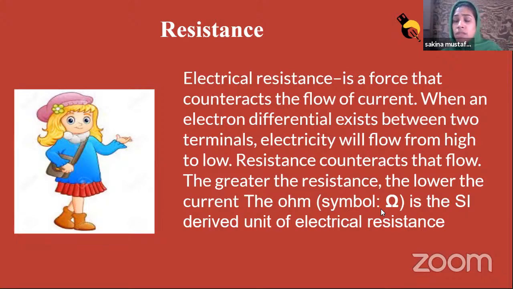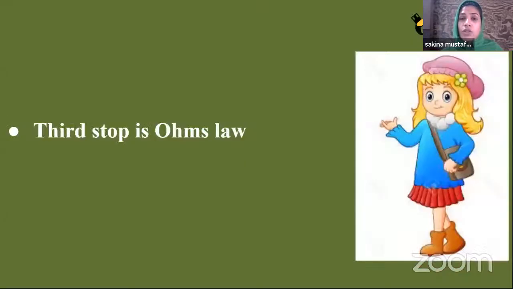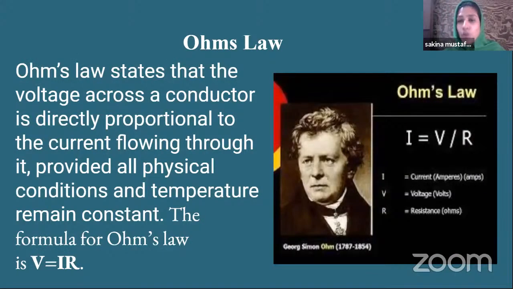So how do these ohms come and how can we calculate them? That's why we are at the third stop, which is Ohm's law. Ohm's law was stated by George Simon Ohm, who told that the voltage across a conductor is directly proportional to the current flowing through it. Okay, so the greater the voltage, the greater the current. Just now we saw that with 1.5 volt, the current was okay, and our LED was blinking perfectly.